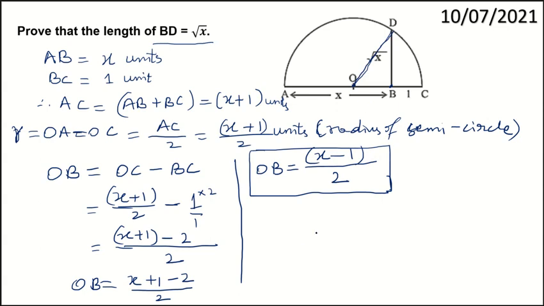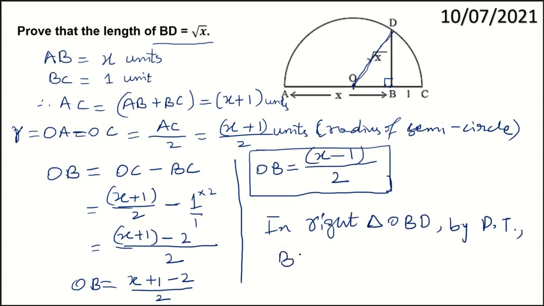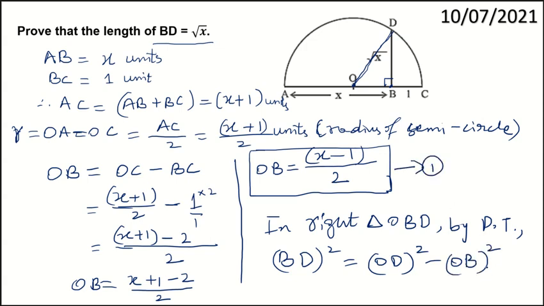By constructing OD, it gives a right triangle, right angled at B. So in right triangle OBD, by Pythagoras theorem, we have BD square is equal to OD square minus OB square. So we will use these equations 1 and 2 in the next slide.